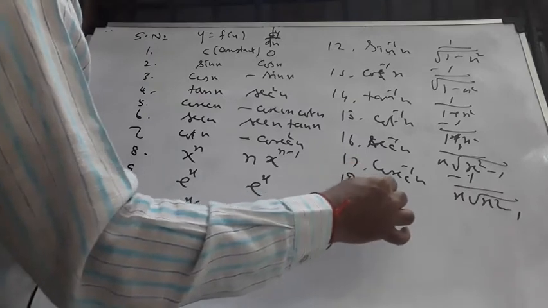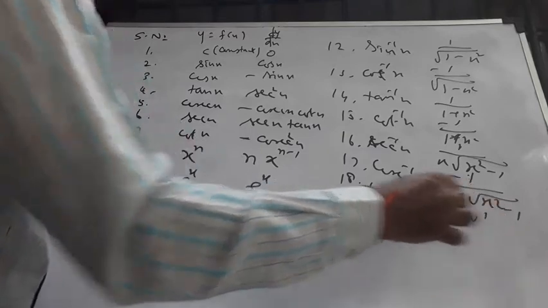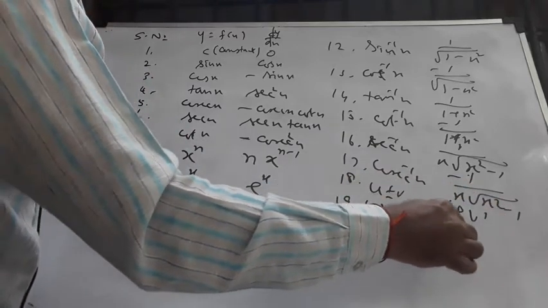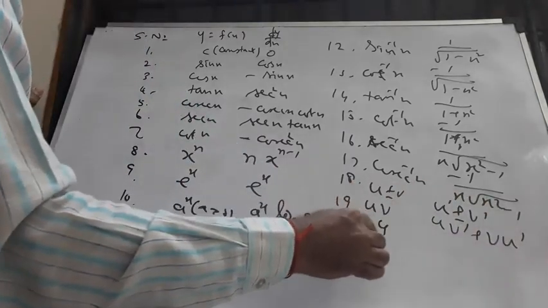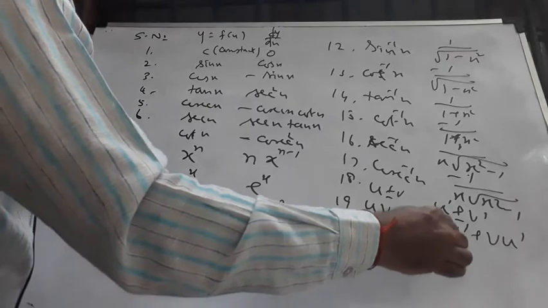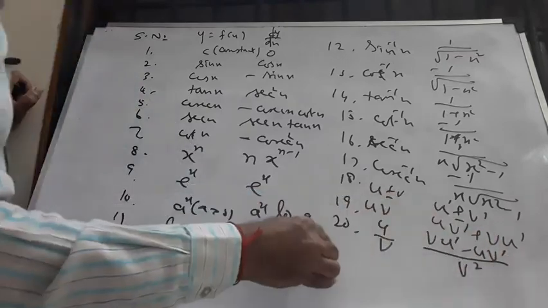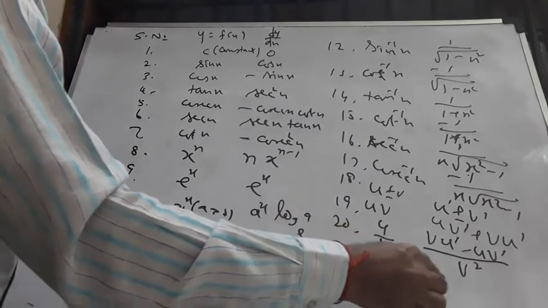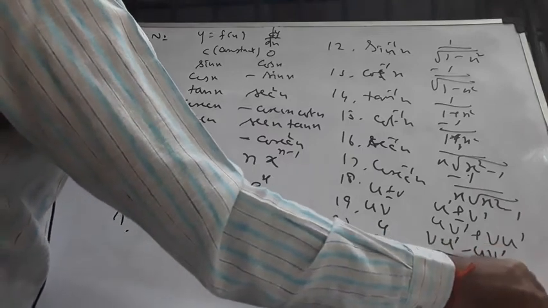Then next one, u plus or minus v, this is u dash plus or minus v dash. Then for uv, it is uv dash plus vu dash, this is product rule. Then for u by v, vu dash minus uv dash by v square. Then the next one, u of v of x, this is u dash of v of x into v dash of x.